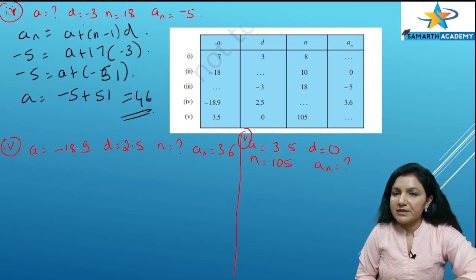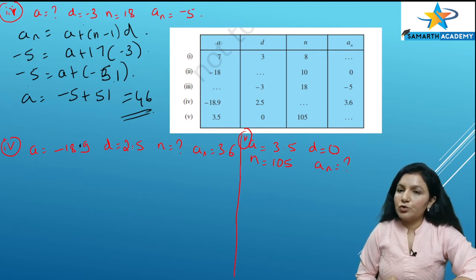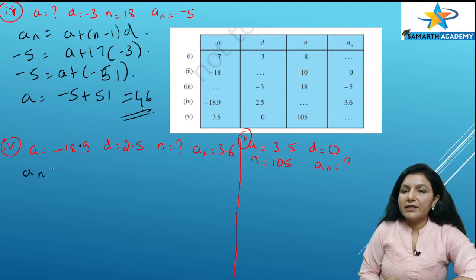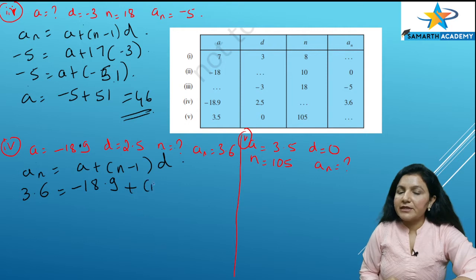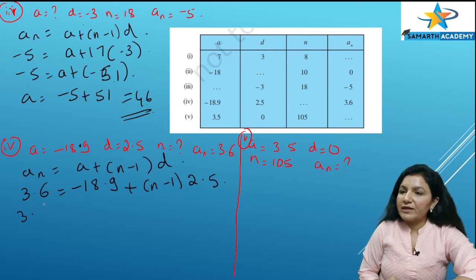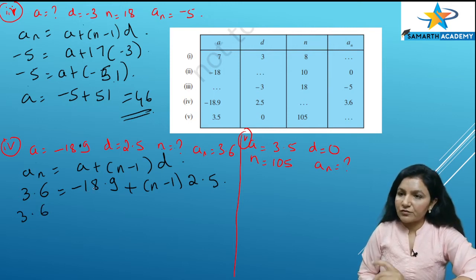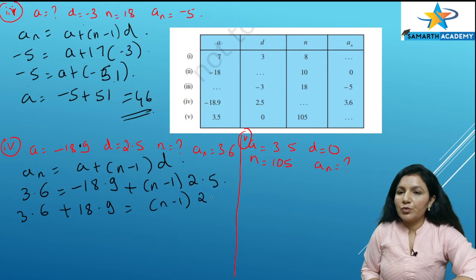Question 4. The first term is minus 18.9, D is equal to 2.5, n is asked and nth term is 3.6. So again write AN is equal to A plus n minus 1 into D. Substitute the given values. AN is 3.6 equal to A, which is minus 18.9, plus n minus 1 into D, which is 2.5. Whenever n is asked, you follow this method. First of all, send A that side. Then A becomes plus 18.9 equal to n minus 1 into 2.5.